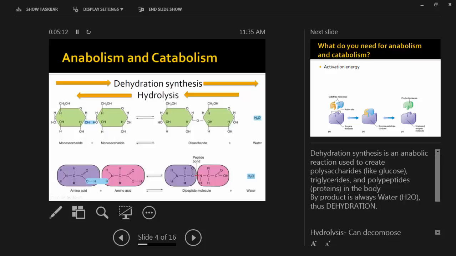Both of these reactions also take place down here with amino acids building a protein. So you have two amino acids. They come together with dehydration synthesis, form a peptide bond, and have water left over. Or hydrolysis, you add water to these two amino acids, break the peptide bond, and separate them into their amino acid parts. So really on this slide, the names of these reactions are just important because they're examples of one, an anabolic reaction, and two, a catabolic reaction.